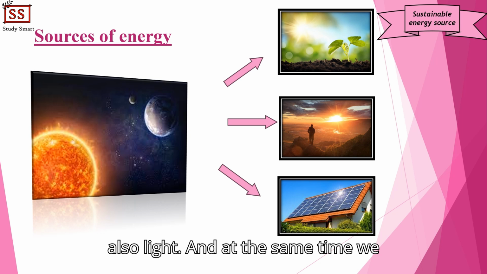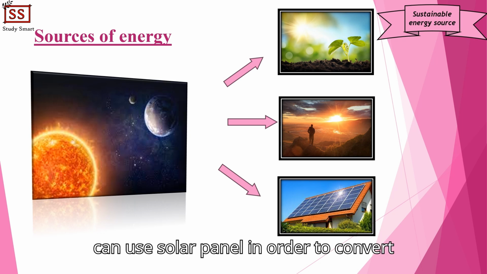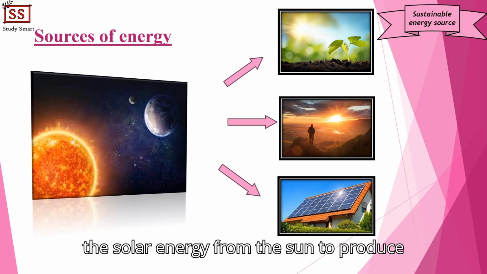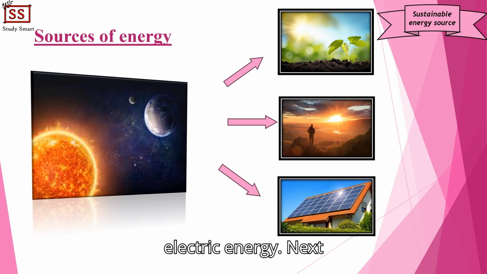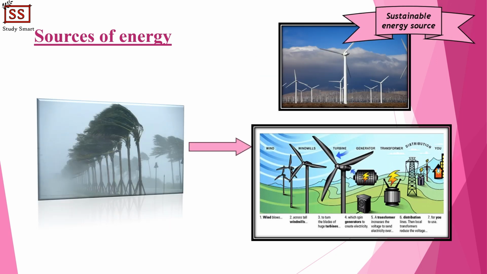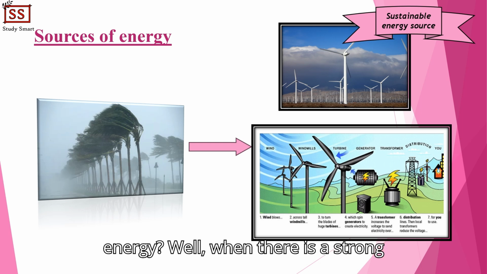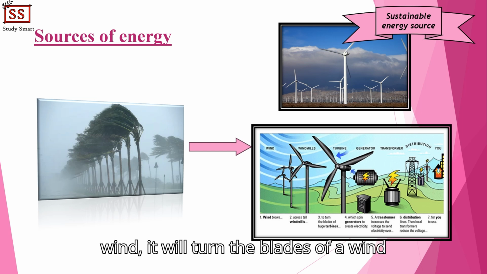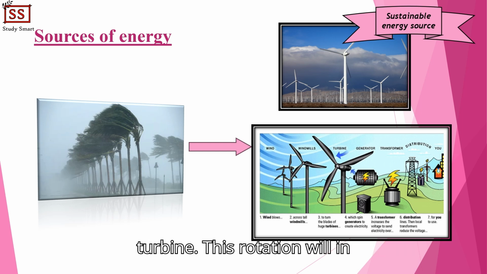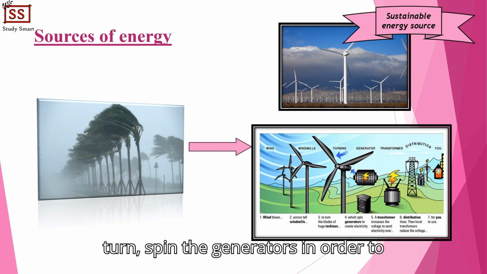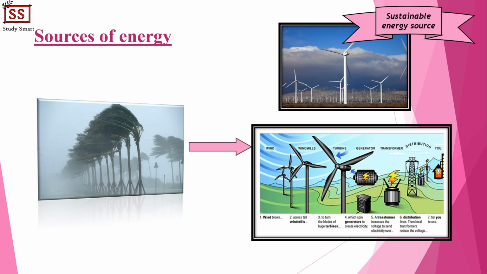And at the same time, we can use solar panel in order to convert the solar energy from the sun to produce electric energy. Next, we have the wind. How wind can create energy? Well, when there is a strong wind, it will turn the blades of a wind turbine. This rotation will in turn spin the generators in order to create the electrical energy.